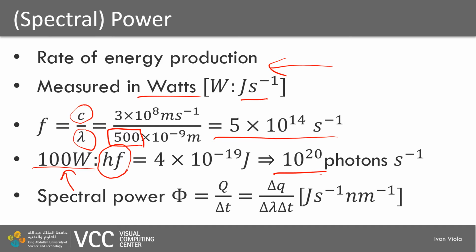The spectral power, as we denote by this phi, is the spectral energy divided by some interval of time. If we put in the equation we learned on the previous slide, then we have our spectral power defined as the energy divided by the wavelength interval and also by the time.